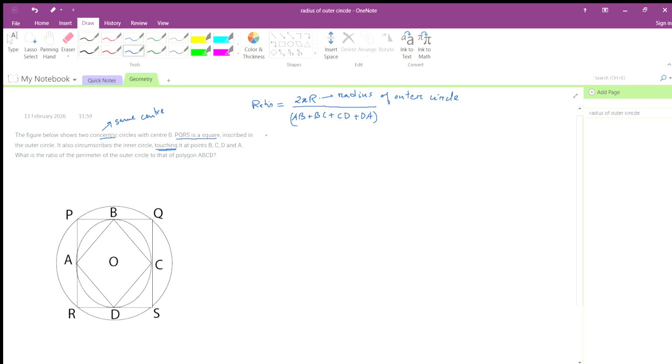Now we are not given any values, like neither we have the radius of the inner circle nor the radius of the outer circle. And in addition to that, we also do not have the length of the side of square PQRS. And also we do not know the length of the sides of polygon ABCD. Right? How do we approach this question?